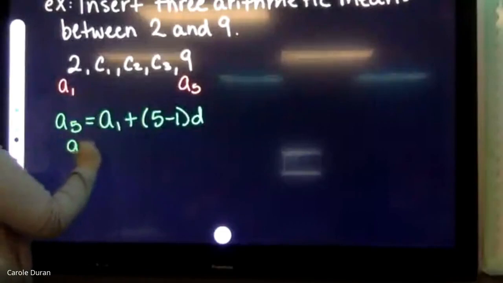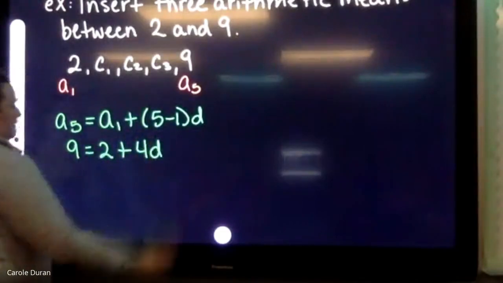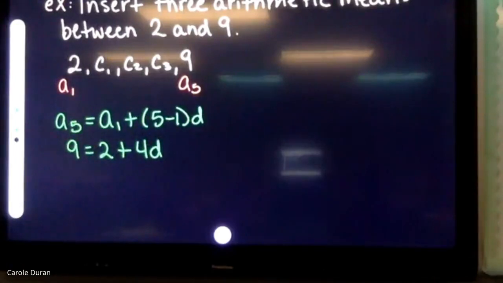I go ahead and fill in the information that I have. So I know that my 5th term is 9. I know that my first term is 2. And 5 minus 1 makes 4. So the equation I have is 9 equals 2 plus 4D. And now I just need to solve for D.